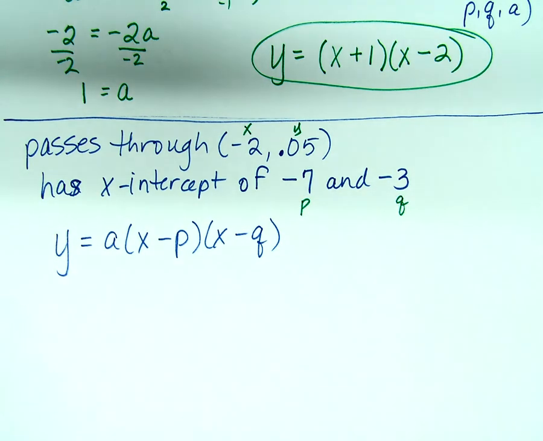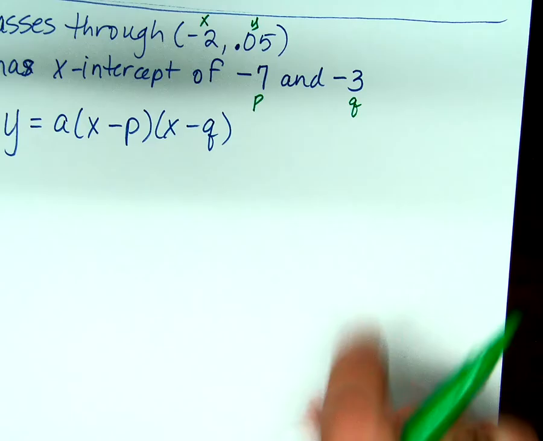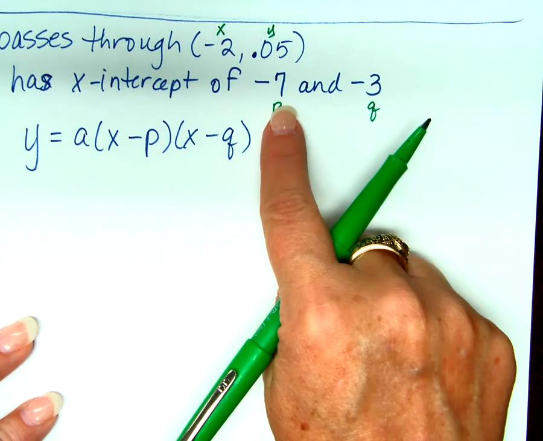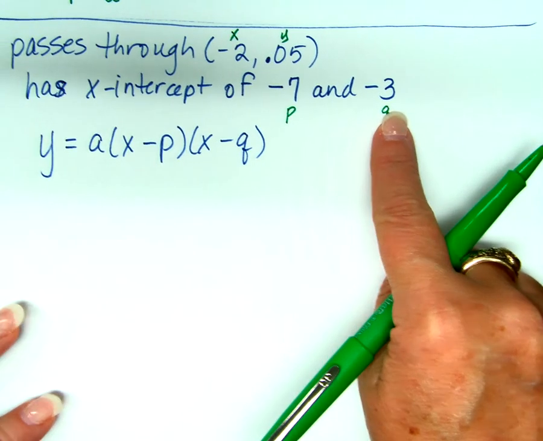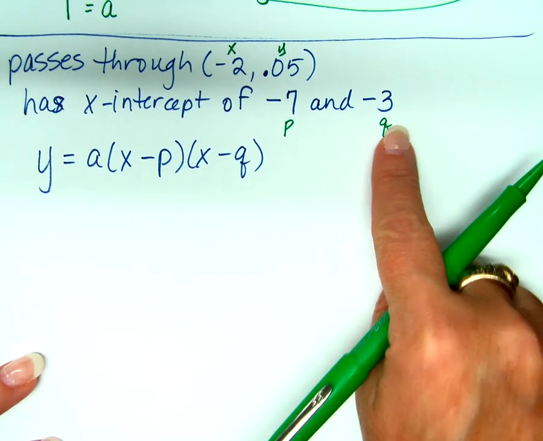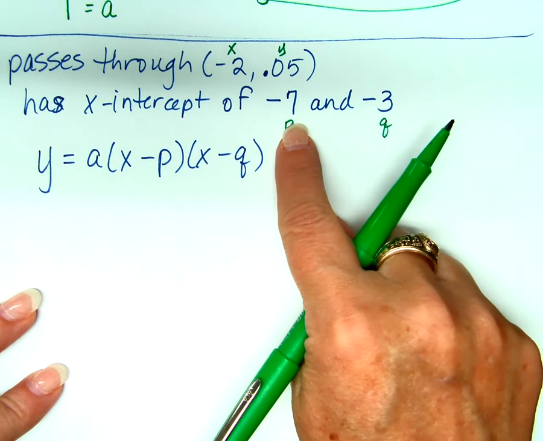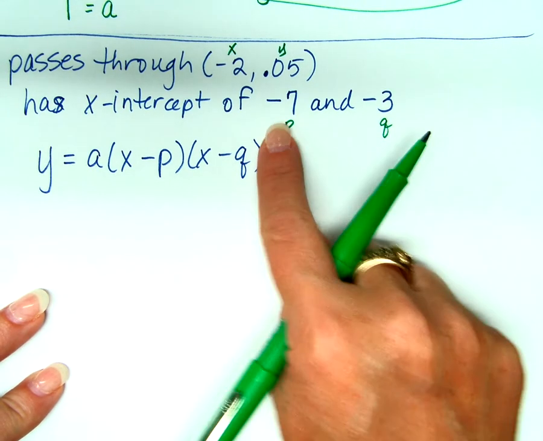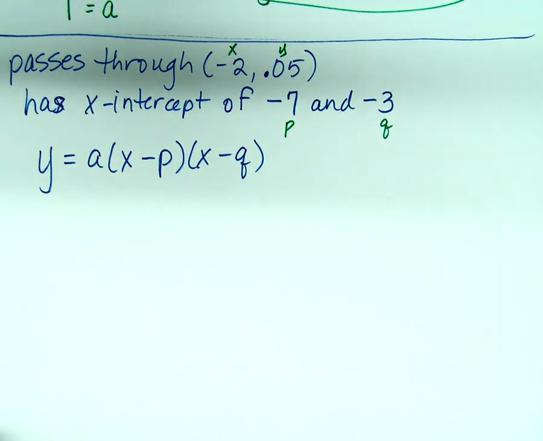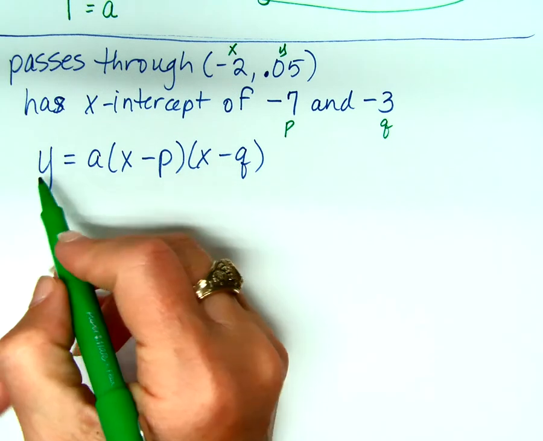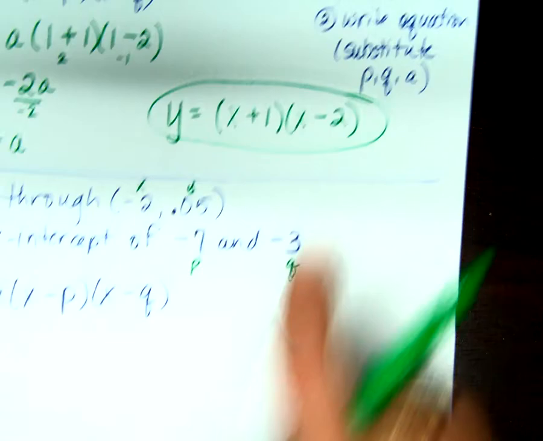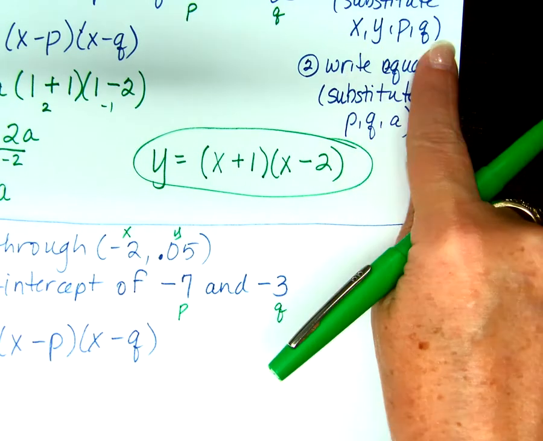Okay. Now I had a really good question earlier. I wrote P and Q, and somebody said, could this one be Q and this one be P? What do you think about that? Yeah, absolutely, right? This one could be P and this one could be Q, or this one could be Q and this one could be P. That doesn't matter. Okay. All right, so let's start by substituting in X, Y, P, and Q.